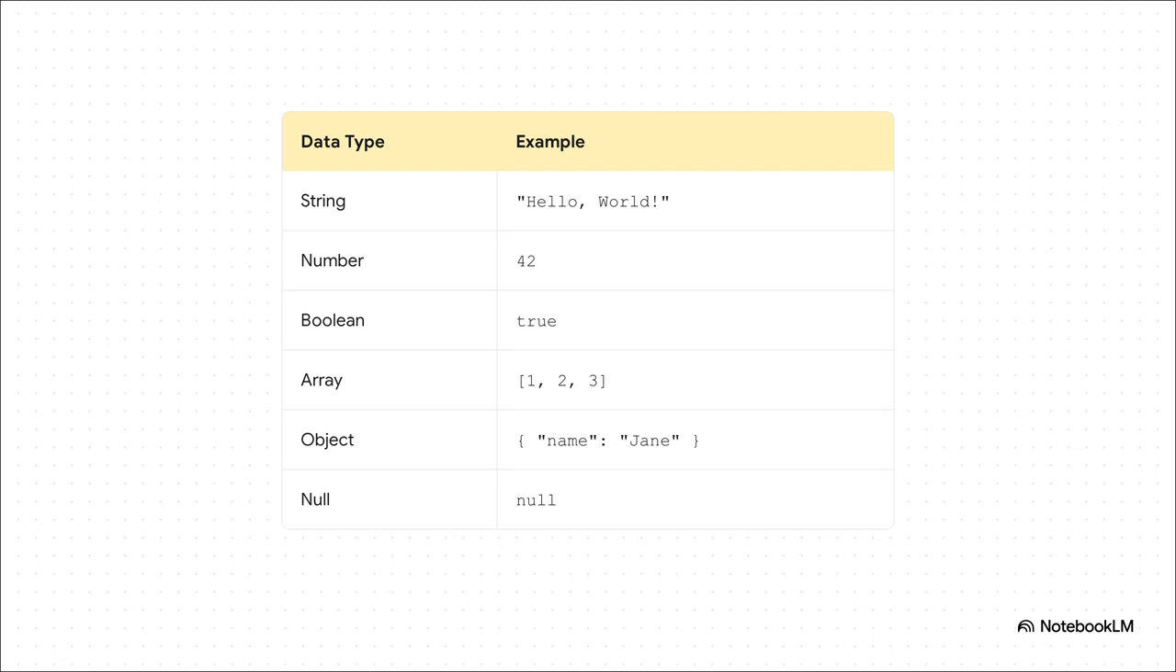So what can that value actually be? Well, you've got a few options, and this is where the flexibility comes in. It can be a simple string of text, like "hello world." It can be a number, like 42. It could be a Boolean, just true or false. It can even be an array, which is basically a list of other values. Or you can nest things and have the value be a whole other object. And finally, if there's nothing there, you can just use null. That's it. That simple set of rules is what makes it so powerful.